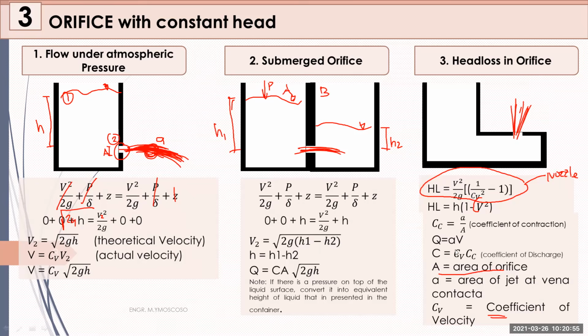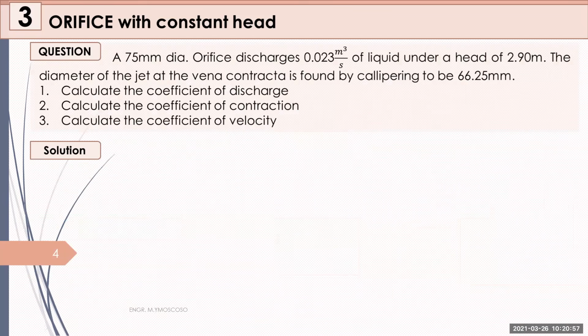Okay, so para mas maintindihan natin, let us try some of the examples. So you have here a 75 mm diameter orifice that discharges 0.023 cubic meters per second of a liquid under a head of 2.90 meters. The diameter of the jet at the vena contracta is found by calibrating to be 66.25 mm. So let us try to find the discharge, the coefficient of contraction, and the coefficient of velocity. So let us try to draw that one.